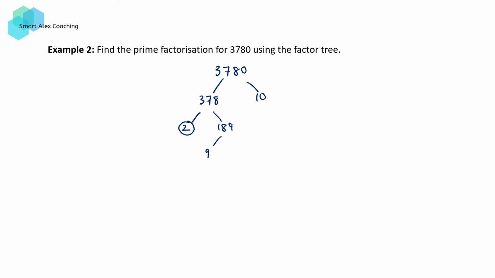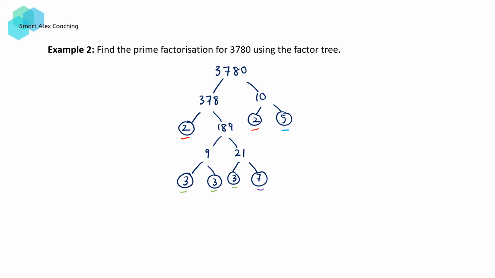189 can be broken down into 9 times 21. 9 can be broken down into 3 times 3, which are prime numbers, so we're going to circle that. 21 can be broken down into 3 times 7, which are prime numbers as well. And 10 can be broken down into 2 times 5, which are prime numbers. We're now going to check how many 2's, 3's, 5's, and 7's there are. There are 2 2's. There are 1, 2, 3, 3 3's. There's 1 5 and 1 7.